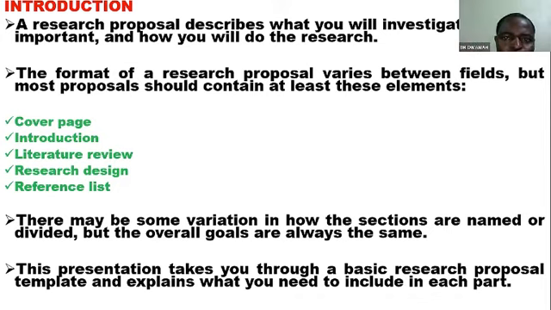So the format of a research proposal varies between fields, but most proposals should contain at least 3 elements. In some, the chapters are continuous. In some, they are put into chapter 1, chapter 2, and chapter 3. However, at the end of the day, you find these elements and they are virtually the same thing.